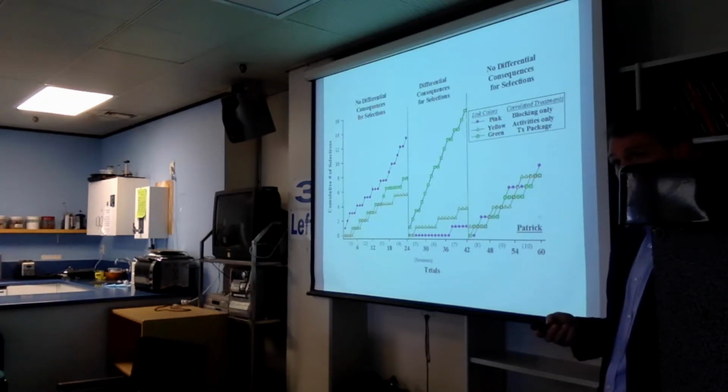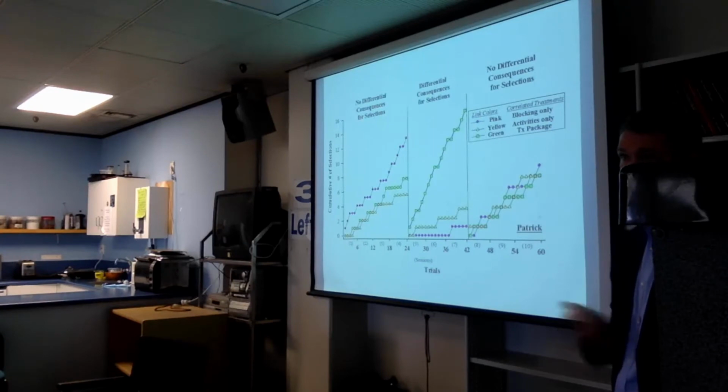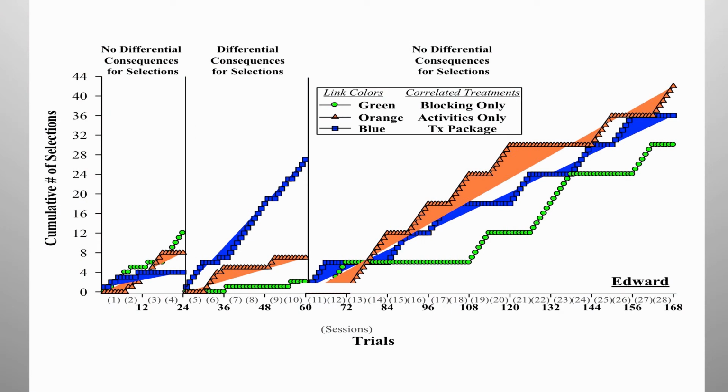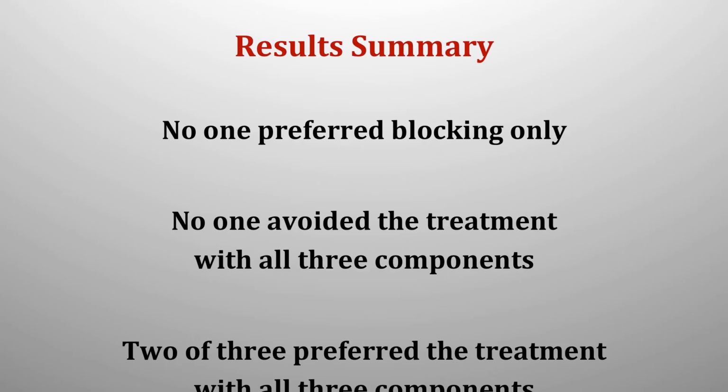Okay. He didn't choose to sit at a table and just experience activities only and stereotypy as much as he'd like. When we look at Edward's data, we saw a similar outcome. He too chose the treatment package over blocking only and activities only. So let's summarize. No one prefers blocking only. So if you're an applied behavior analyst in the room, okay, let's all get on the same page. That is not an effective nor humane treatment for stereotypy, to only block. We now know that good treatments need to be comprehensive.